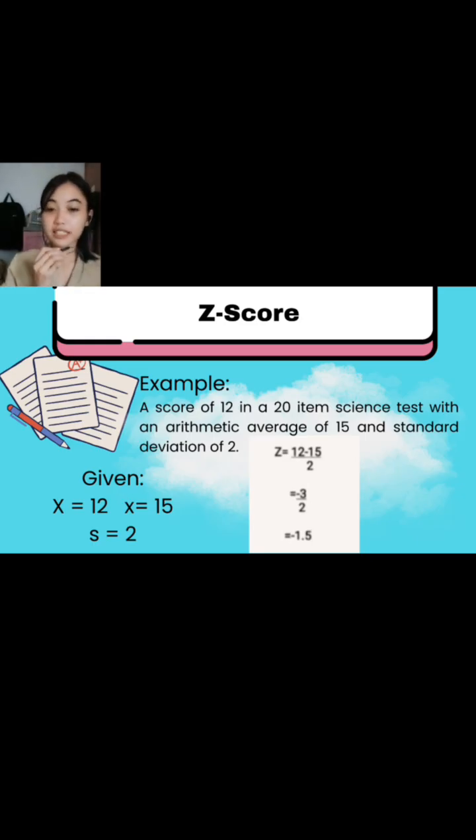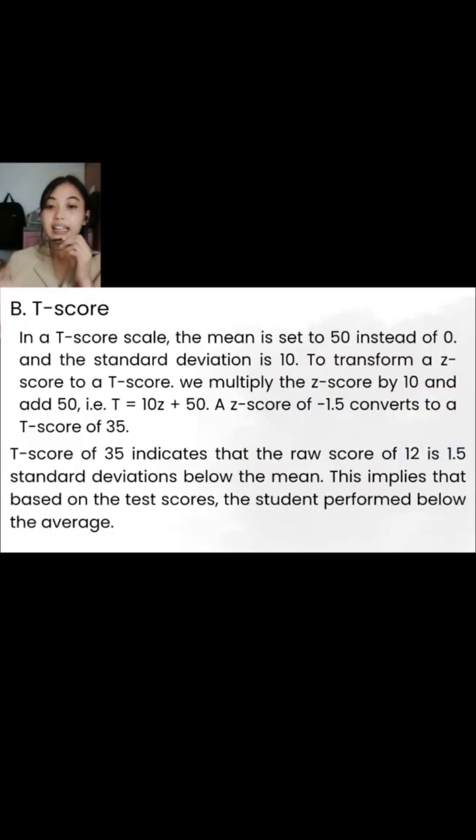So, let's proceed to t-score. In a t-score scale, the mean is set to 50 instead of 0, and the standard deviation is 10. To transform a z-score to a t-score, we multiply the z-score by 10 and add 50. So, below is the formula of t-score. T equals z times the standard deviation, which is 10, plus the mean, which is 50.